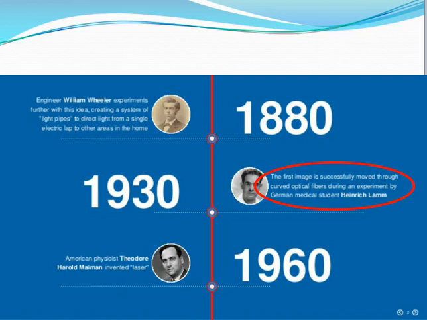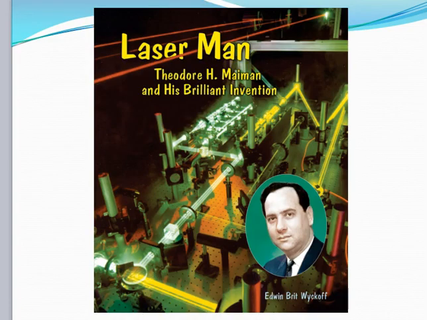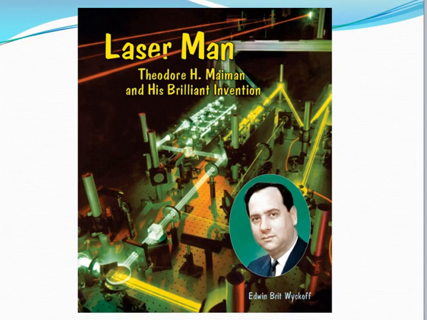And in 1960, American physicists developed the first laser. These are the patterns from William Wheeler in 1881, who showed an experiment of pipes carrying light from one end to another. This is our laser man, Theodore H. Maiman, with his invention of the ruby laser.